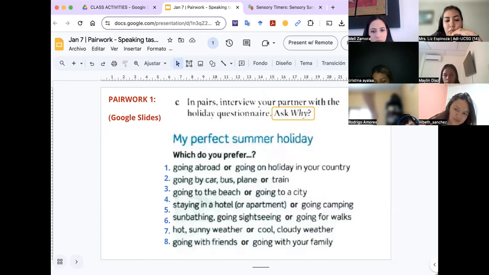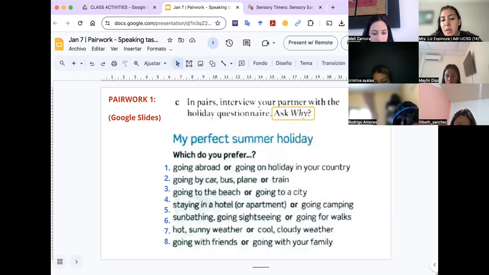Really, I like to travel in holidays outside of the country. Okay, why do you prefer to go outside? Because with my family always travel to outside of the country. Okay, to know new places, maybe. Okay, yeah, to know new places. All right.